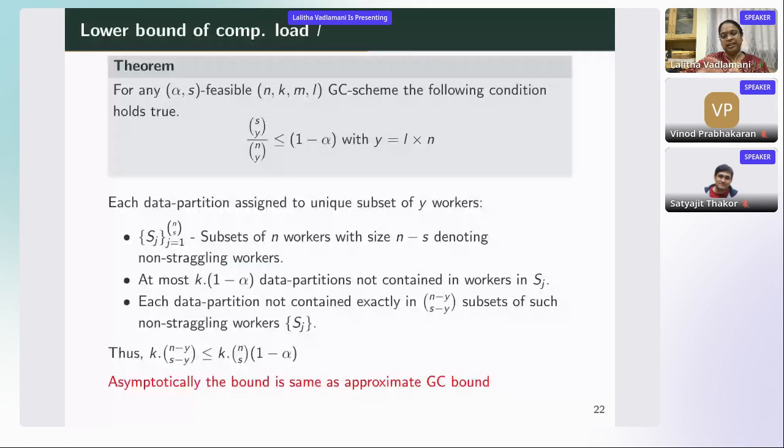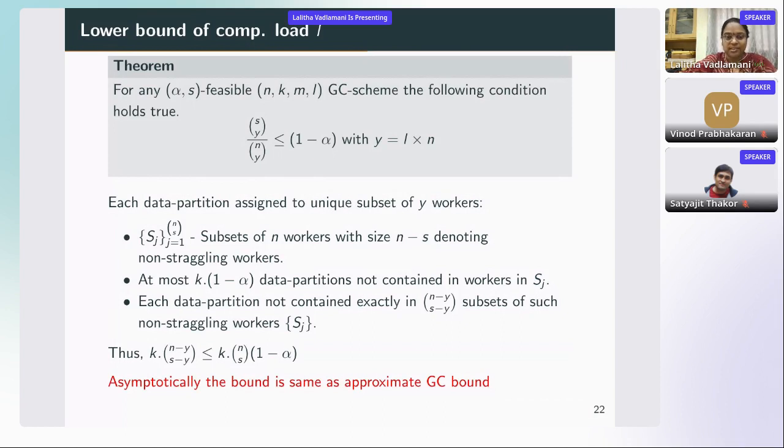I mean, you have to turn it slightly around to say how it gives something on the computation load, right? It can be expressed in terms of these parameters, again, the computation load. Okay, so as such, how this bound gives a lower bound on the computation load is not clear, but it can be turned around.